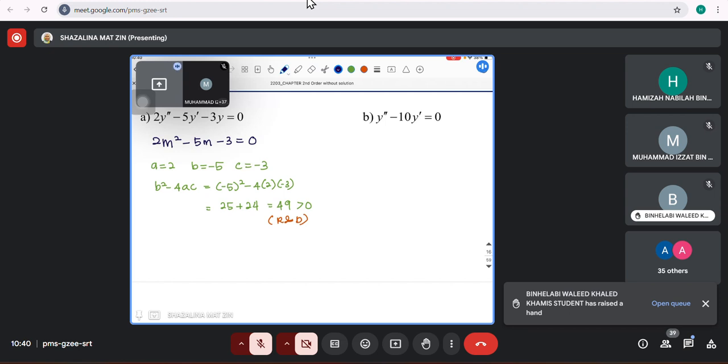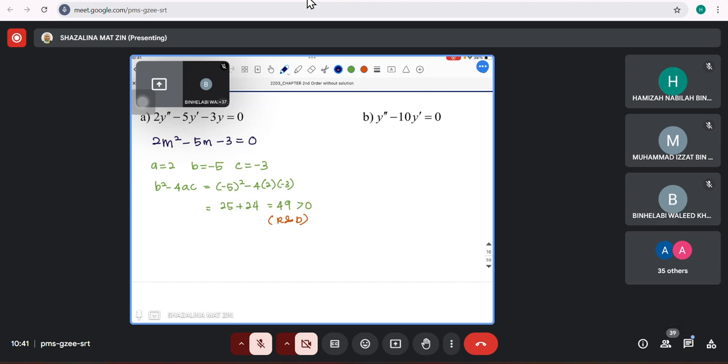Walid, yes, what happened? I put the equation on the calculator and M1 is 3 and M2 is negative 0.5. 3, 0.5. Yeah. Okay, sekejap. Wait for the others. X1 saya 3. X2 saya negatif 1/2. Okay. Is it correct with you, Walid? 3 and negative 1/2. Yeah, that's correct.